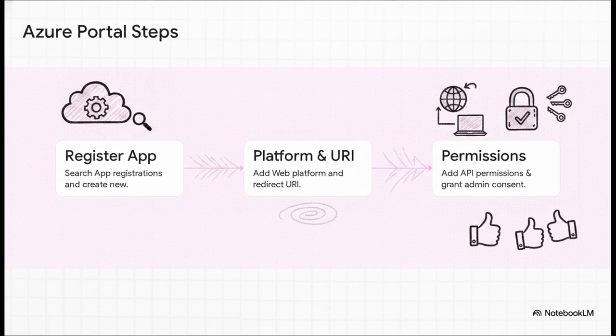Third, head over to API Permissions and click Add a Permission. You're going to want to find Dynamics 365 Business Central and select both the delegated permissions and application permissions you specifically need for your setup. And finally, this is huge, do not forget to click Grant Admin Consent and confirm with Yes.